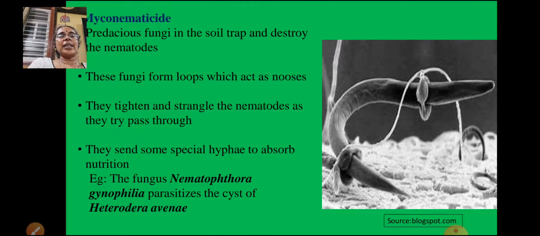Thirdly, myconematicide. Myco means fungus, nematicide, killing of the nematodes. Some of the fungi act as predators and trap and destroy the nematodes. These fungi form loops which act as nooses. They tighten and strangle the nematodes as they try to pass through it. You can see the diagram here where the fungus has formed the loop surrounding this nematode. They send some special hyphae to absorb the nutrition. For example, the fungus Nematophthora gynophila parasitizes the cyst of Heterodera avenae.